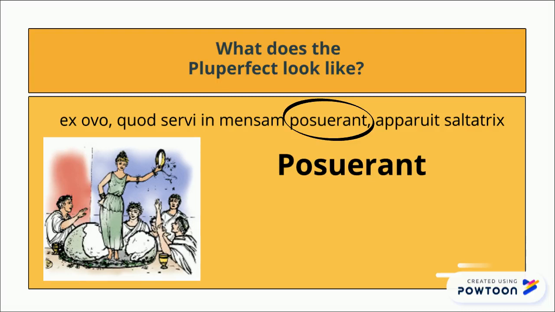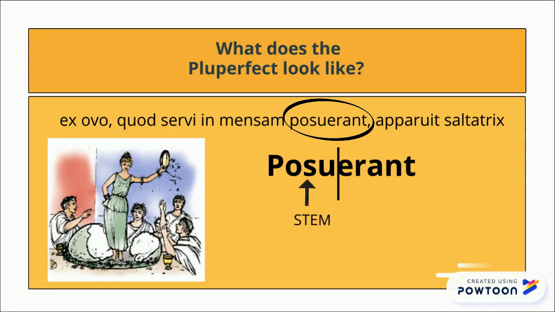When determining whether a verb is in the pluperfect tense, you're first going to look at its stem and its ending. If the ending is an imperfect form of the verb sum, eram, eras, erat, etc., then it is in the pluperfect tense.